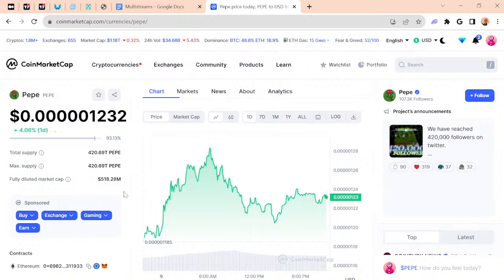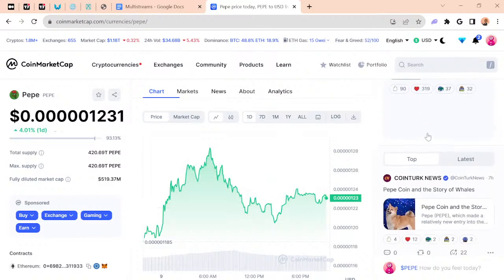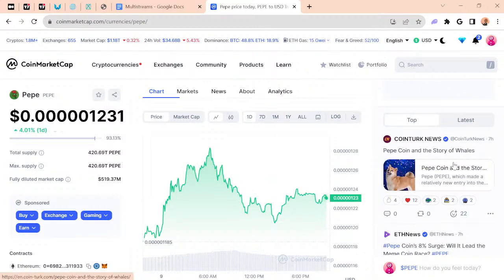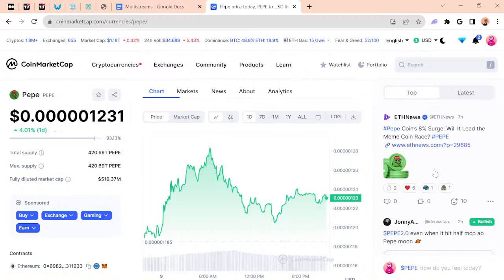And they made an announcement that the PEP project now has 420,000 followers on Twitter. Okay, that's a bullish announcement. All right. And these guys, Coin Talking News, Pep Coin and the story of the ways, made some posts about Pep Coin. You can see ETH news: Pep Coin 8% surge, will it lead meme coin raise? I don't know.